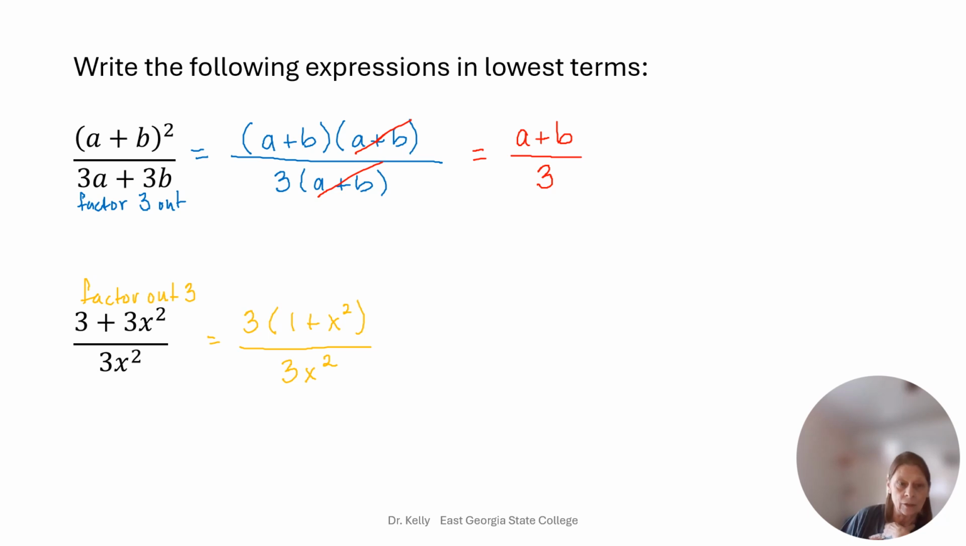Well, as you can see, there's a 3 on top and a 3 on the bottom. That is a factor here. The operation that's going on between the 3 and the 1 plus x squared is multiplication, and the operation going on between the 3 and the x squared is multiplication. So this is exactly like n times a over n times b. These guys are the same and they get to cancel because this is multiplication. So that leaves us with 1 plus x squared over x squared.